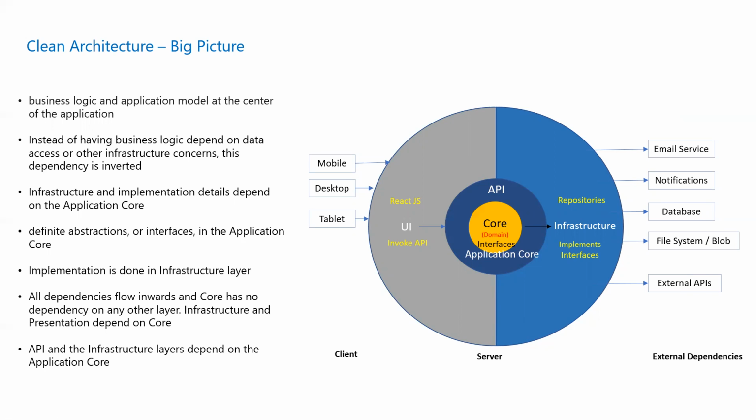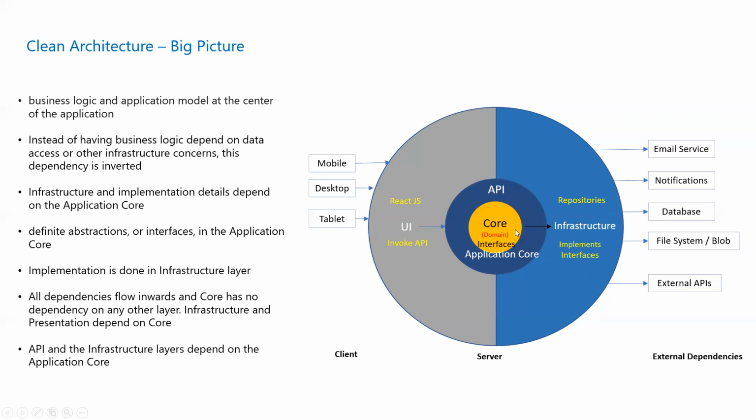So that's the difference between the layered architecture and the onion view. In this onion view, the application core is sitting in the center and has no dependency, and the infrastructure project will have the dependency on this core. For example, infrastructure and implementation details depend on the application core. So the actual implementations are in the infrastructure, and those interfaces or abstractions are defined inside the core itself.